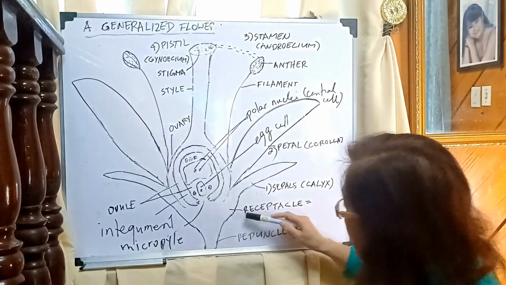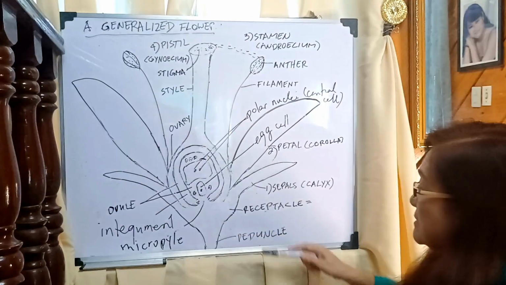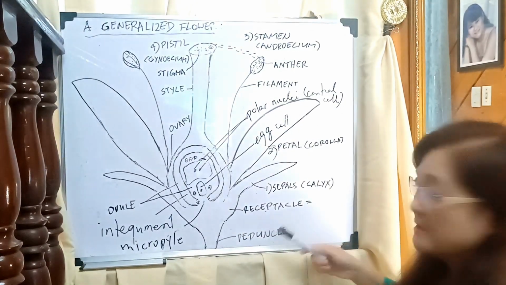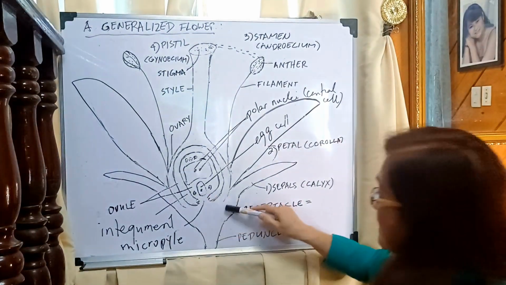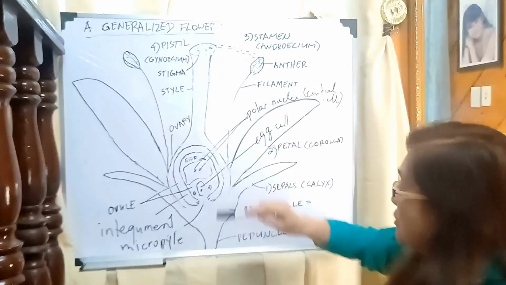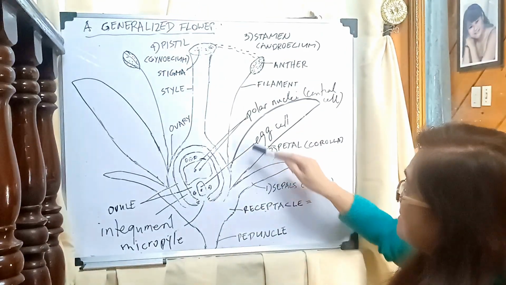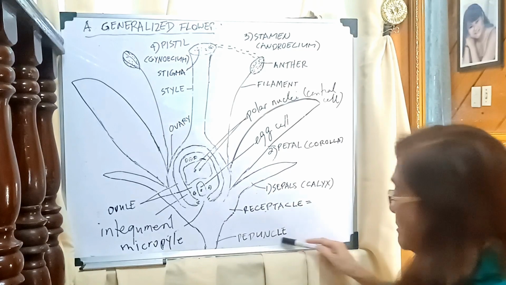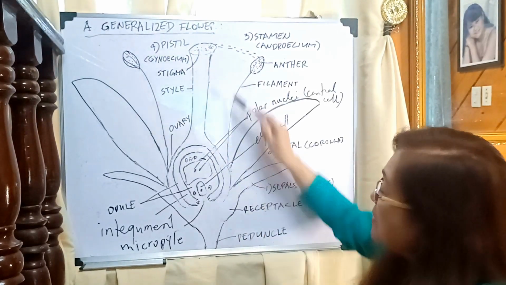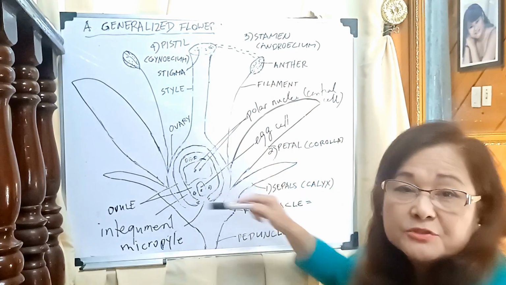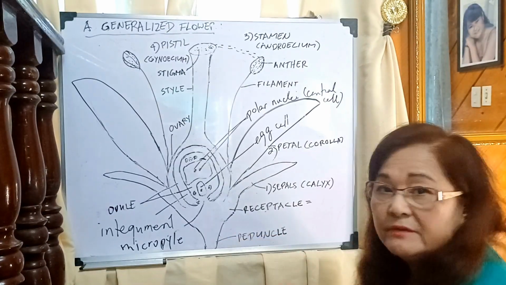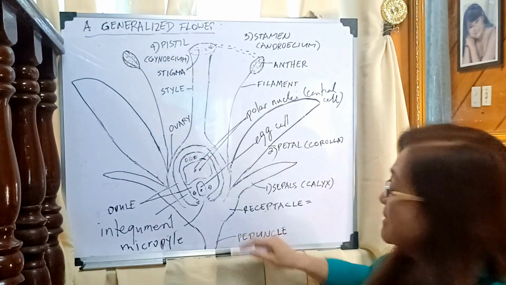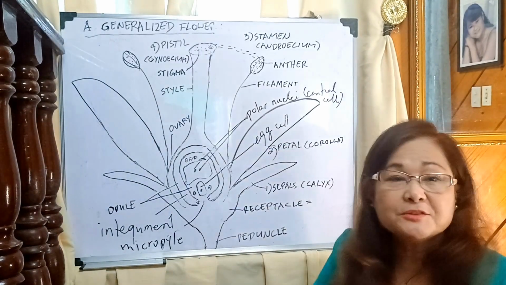Now we also have other structures which are not reproductive in nature. Here you see the receptacle. This is roughly cup-shaped, and it serves to support the four whorls. So it serves to support the sepals, the petals, the stamens, and the pistil. And then here is a stalk we call the peduncle. This is the stalk that now attaches the flower to the stem, so that the flower could also receive its water supply, mineral supply, and nutrient supply. So this is the generalized flower.